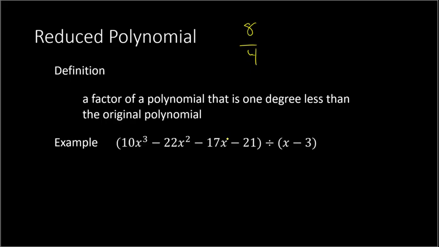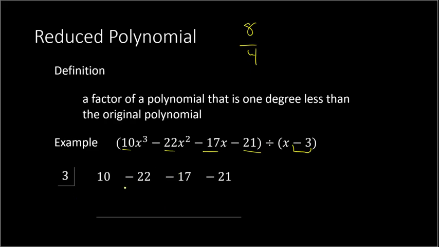So what does that look like? Well, here we have an example. We have this polynomial divided by x minus 3. So here we can do our synthetic division process. We take the coefficients of 10, negative 22, negative 17, and negative 21, and then we write them right here. Then we take the opposite of negative 3, which is a positive 3, and section it off over here. Then you draw a line, and we can begin our process, where we bring down the first number, the 10, and write it right here. And then we can begin our multiplying and adding process.